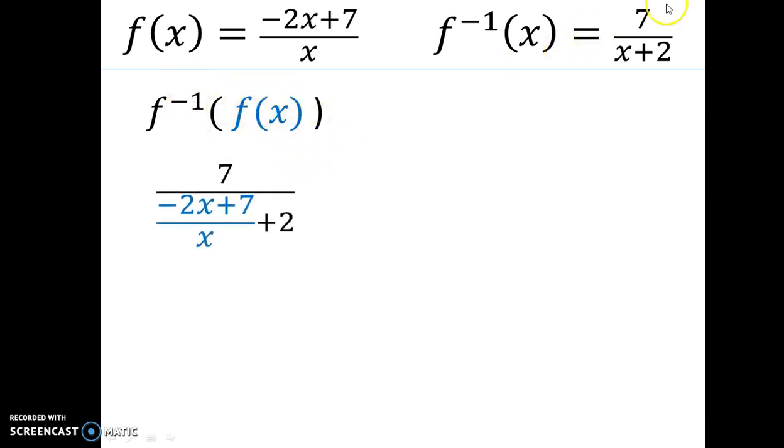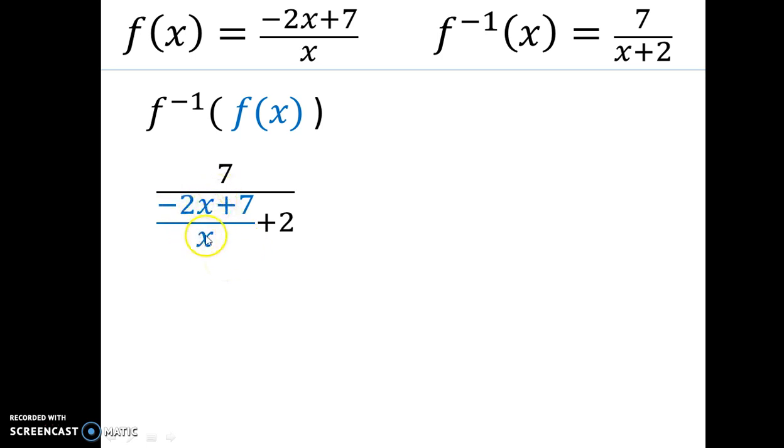So again, here's the inverse, 7 over x plus 2. But the x has been replaced with the original function. So that original function has replaced the x right there. This x has been replaced by the entire function. All right. So now how do we simplify this?